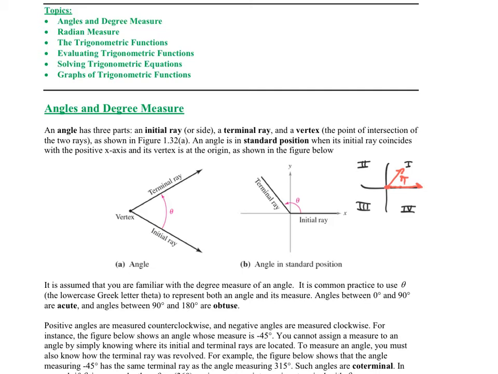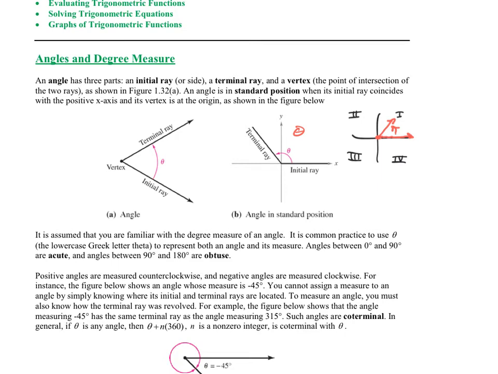So that's where rays come from, that's where angles come from. An angle is the measure between those two rays. We usually use theta as our letter to represent an angle. Okay, it says, it is assumed that you are familiar with the degree of an angle. It is common practice to use theta, the lowercase Greek letter theta, to represent both the angle and its measure. Angles between 0 and 90 degrees are called acute, and between 90 and 180 degrees are called obtuse.